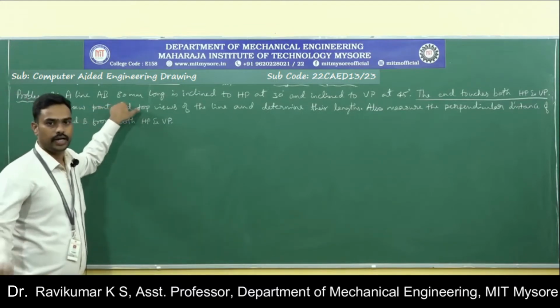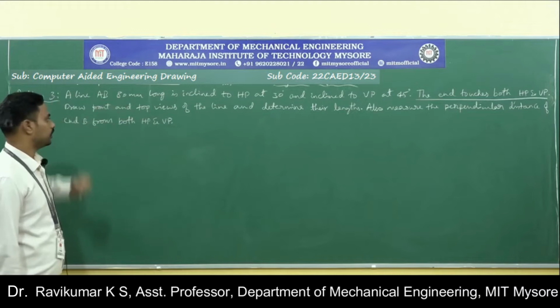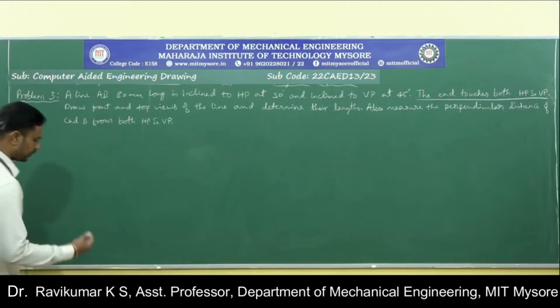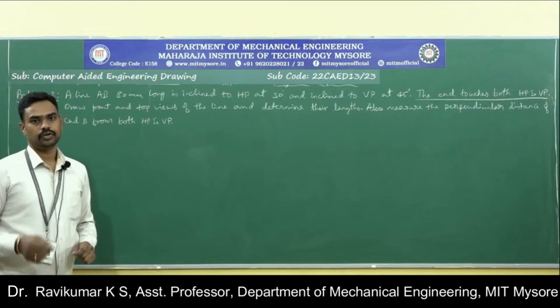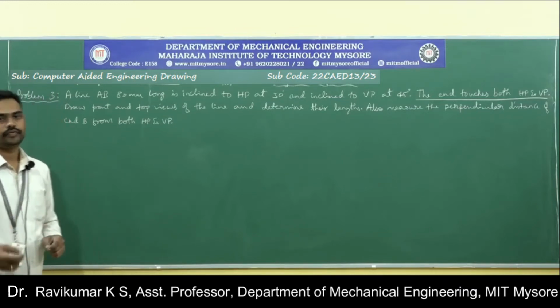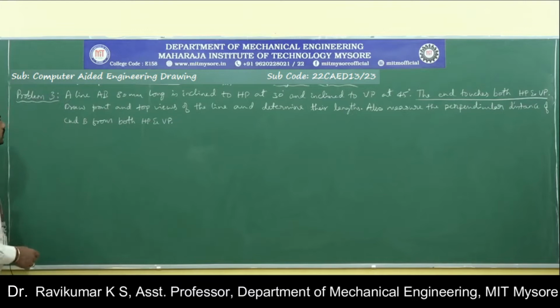Directly a line AB 80 mm long is given. So this will be the true length. If it is given as the apparent length, or in the top view it appears to be, then it will be the apparent length. Since it is directly given, it will be the true length. So true length of the line is given as 80 mm.